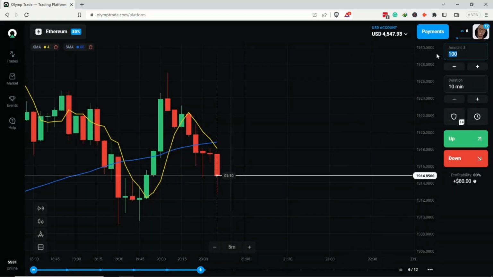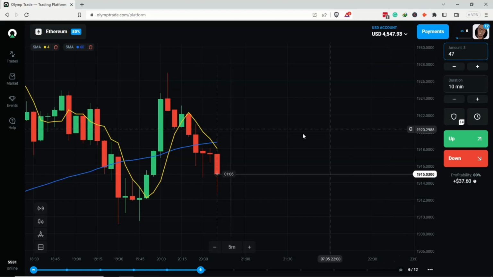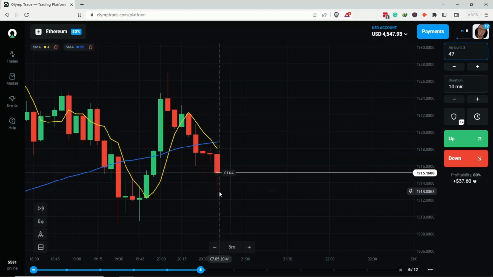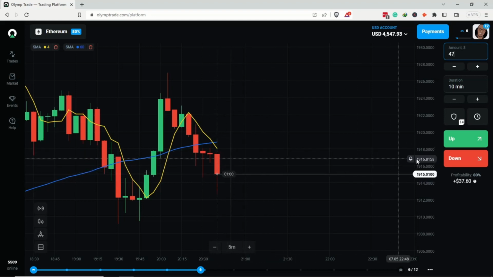I'll invest $47. So that's real money. Then I'll wait for it to close, and actually it's already past that, so I don't know. Let me open it now.